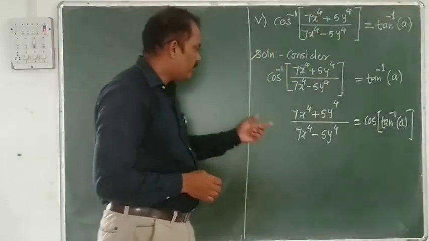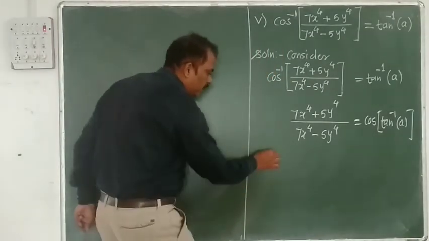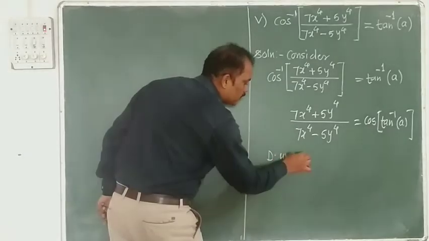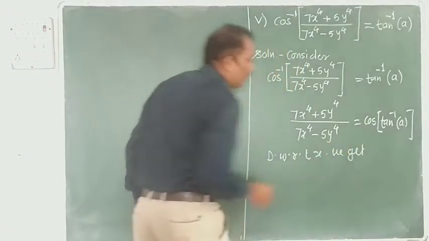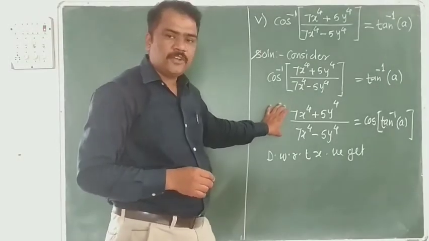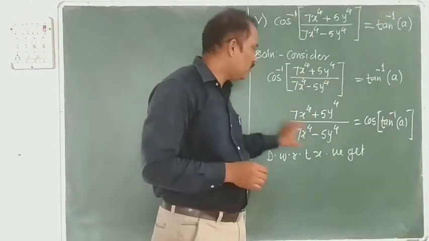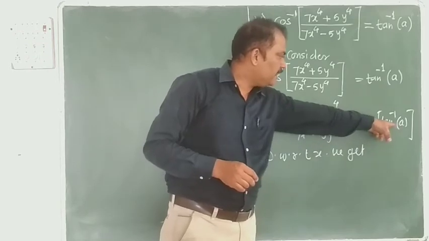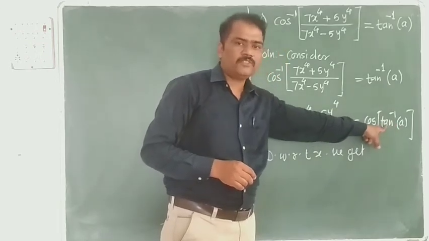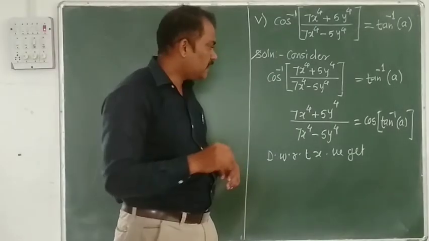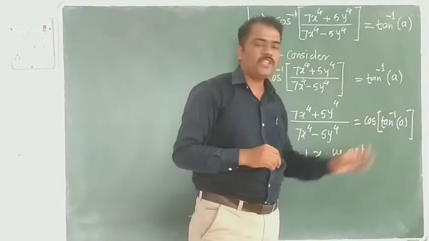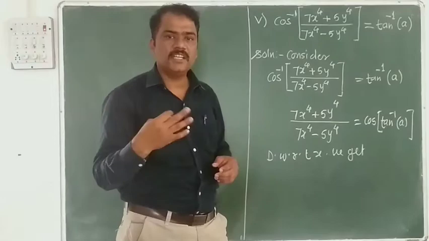Okay, now we have to differentiate this with respect to x. To take the derivative of the LHS, we have to use the quotient rule. On the RHS, A is a constant, so the value of tan inverse of A is a constant. So the value of cos of tan inverse of A is also constant. And we have to know that the derivative of a constant function is 0.